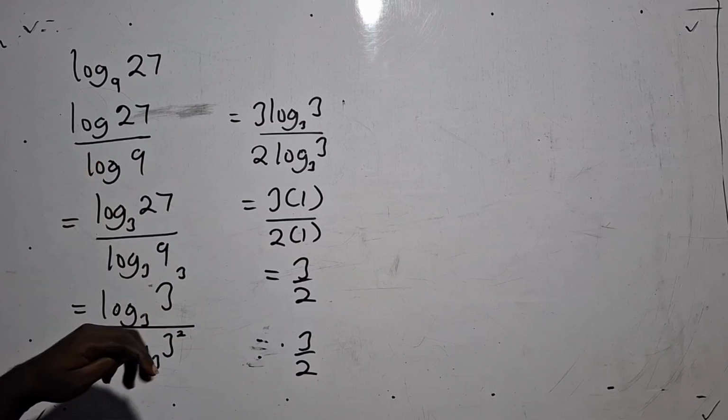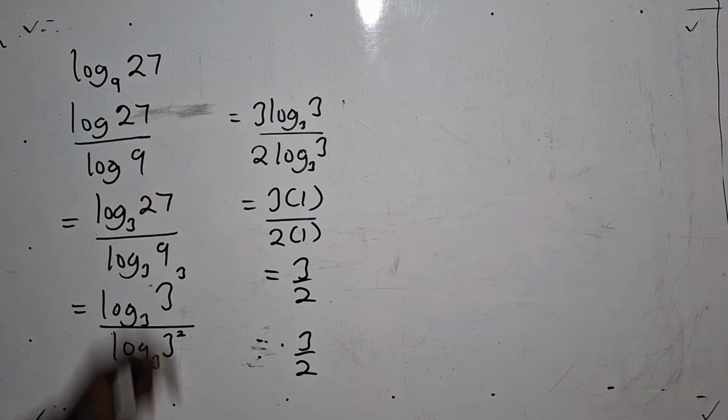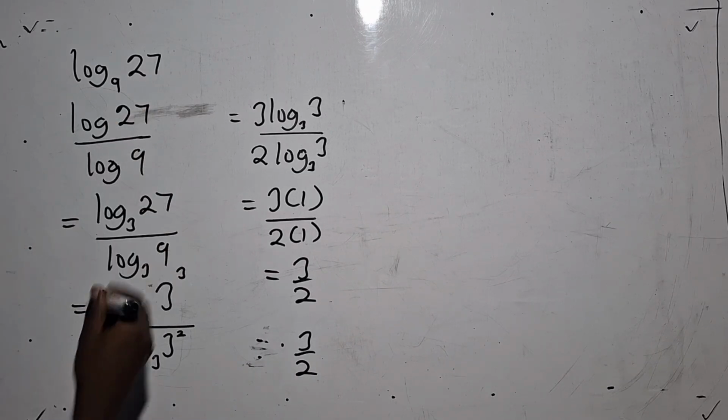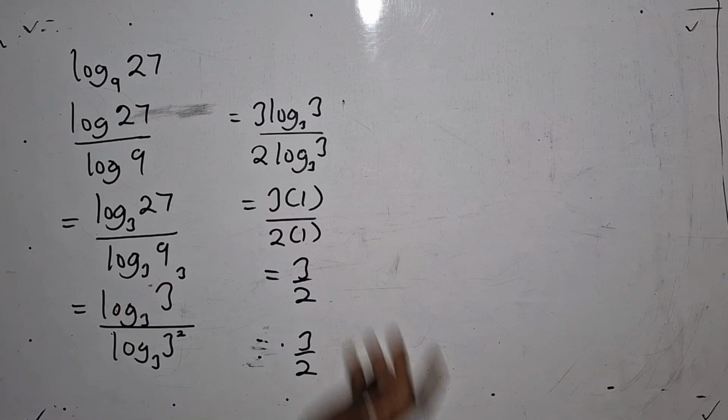So you find the common factor for the number and the base, then you rewrite them as powers of the common factor, then use the normal logarithm principles to solve. Now, method 2.